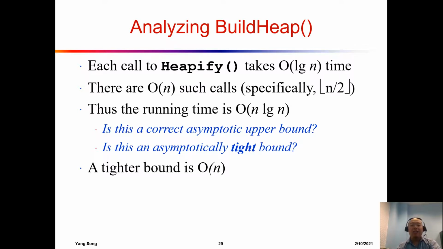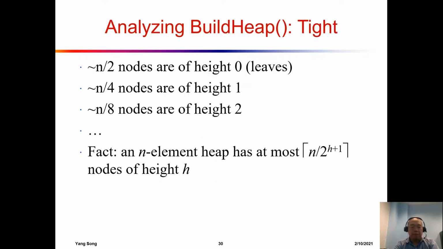A tight upper bound of the build heap is O(n). If that is O(n), what does that mean? That is a linear algorithm to build a heap from an unordered, unsorted list of values. So why? Let's see. If you want to make an observation, this is what you will find.